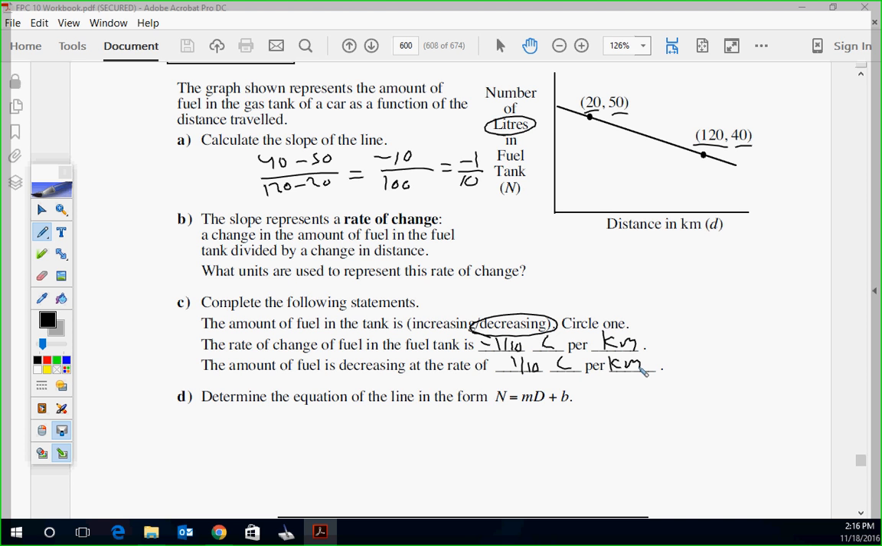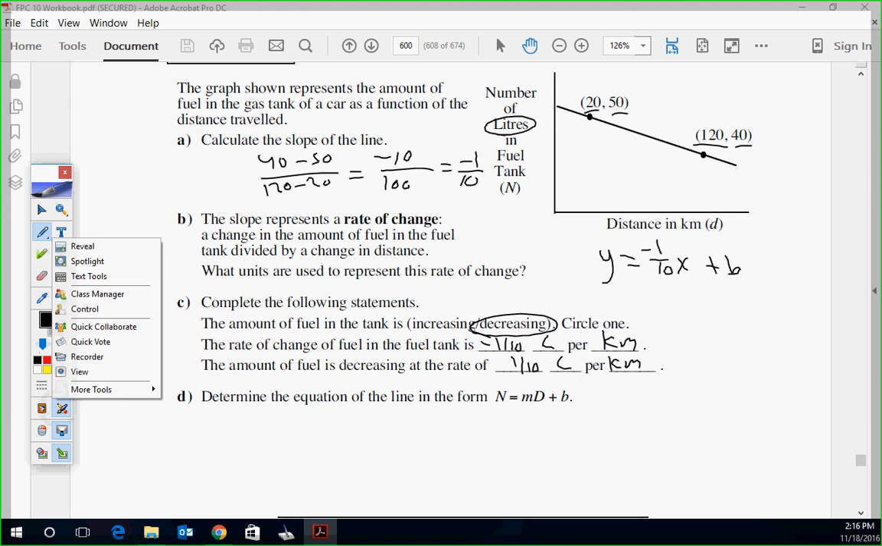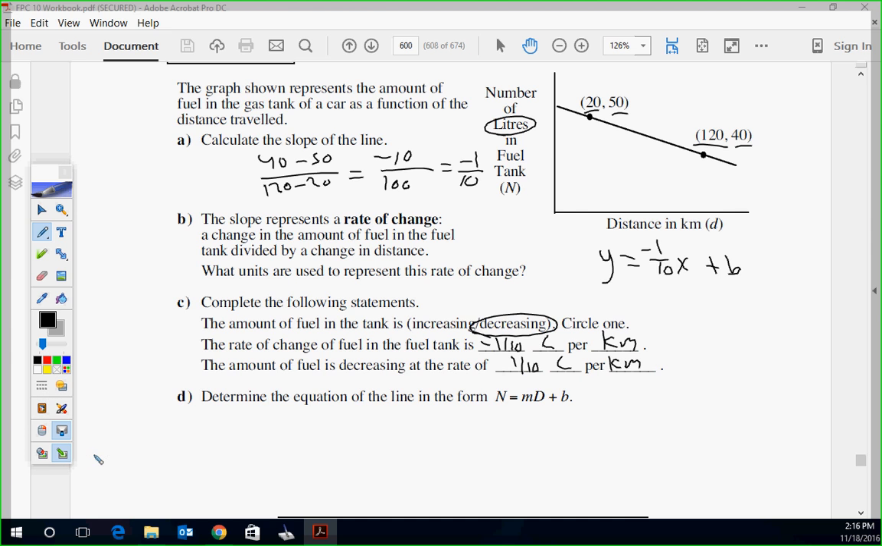We're missing the starting amount, which is the b. That's correct. So y equals negative 1/10 x plus b. No, we're missing the b, is what was said in all that commotion. The b represents how much gas you have in your tank to start, because that's your starting amount. So that would represent a full tank.